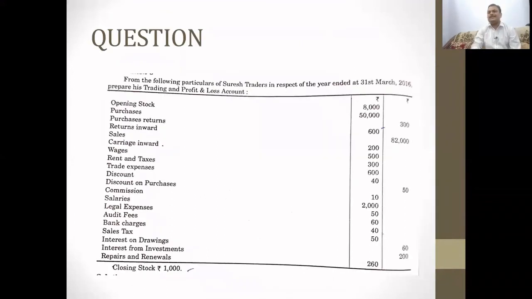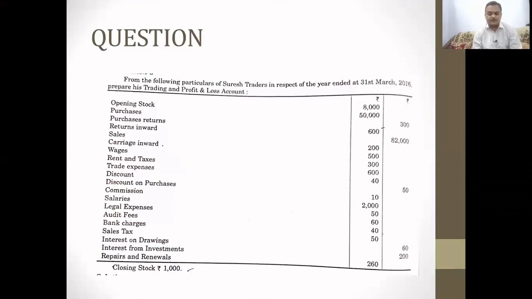Okay, now see one question on the profit and loss account and the solution of that question. So first of all, see the question. The question is: from the following particulars of Suresh Traders in respect of the year ended on 31st March 2016, prepare his trading and profit and loss account. So our trial balance is given over here.